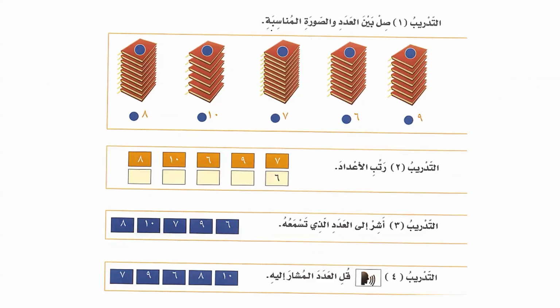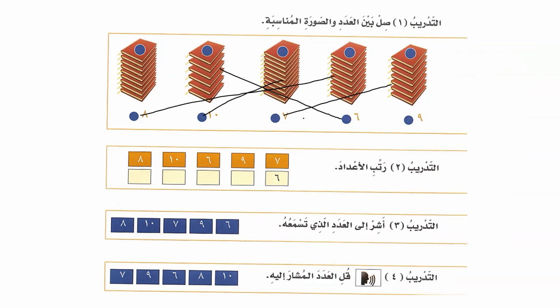Now here it says sil bain al-adadi wa surat al-munasibati. Now you have to connect between the number and the appropriate picture. So we can see over here the first one, we have 7, so this is our 7. Then after that we have 8, so this is our 8 books. Then after that we have 10, so this one is 10. And then we have 6, so these are 6 books over here. So what you need to do is count, look at the numbers, and then connect them.